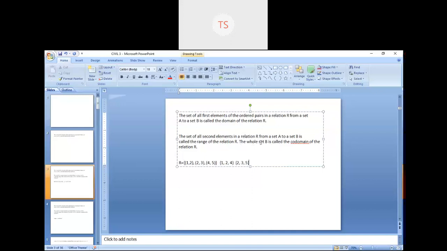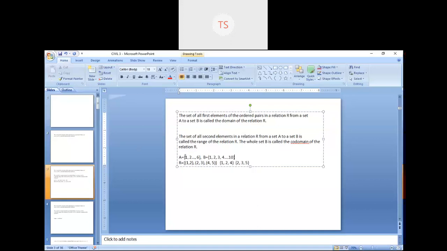Now, see, the whole set B is called the codomain of the relation R. There is a difference. For domain and range, we are taking elements from the relation itself. But for this relation R, suppose we have two sets, set A is 1, 2 and so on, the last element is 6, and we have another set B whose elements are 1, 2, 3, 4 and so on, the last element is 10. Now see the last line: the whole set B is called the codomain of the relation R. If you consider the whole set B, this set is known as the codomain.